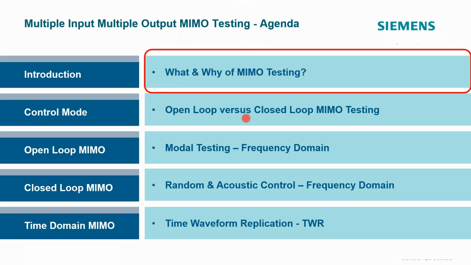Control mode is either open loop versus closed loop MIMO testing. We'll talk about how to distinguish between the two and what the differences are. Open loop MIMO specifically for modal testing in the frequency domain. We'll talk about closed loop MIMO control for applications in random and acoustic control, and those are based on the frequency domain. And then there's another one, MIMO type test, that's more for time domain testing, and that's called time waveform replication, or TWR for short.